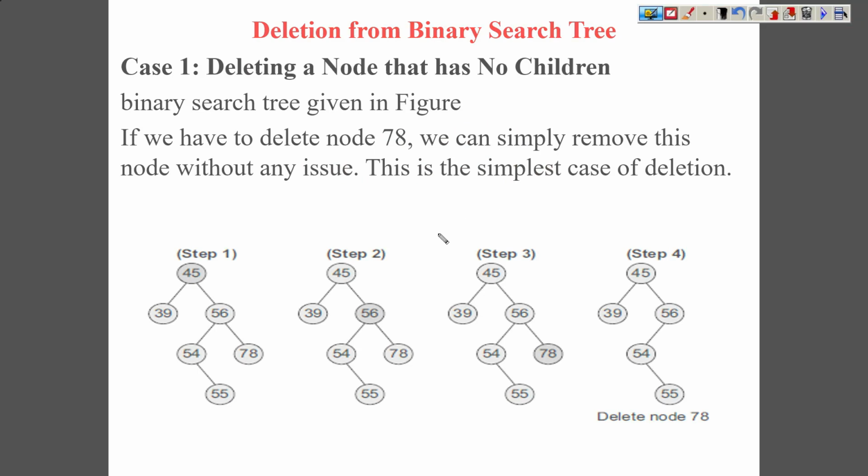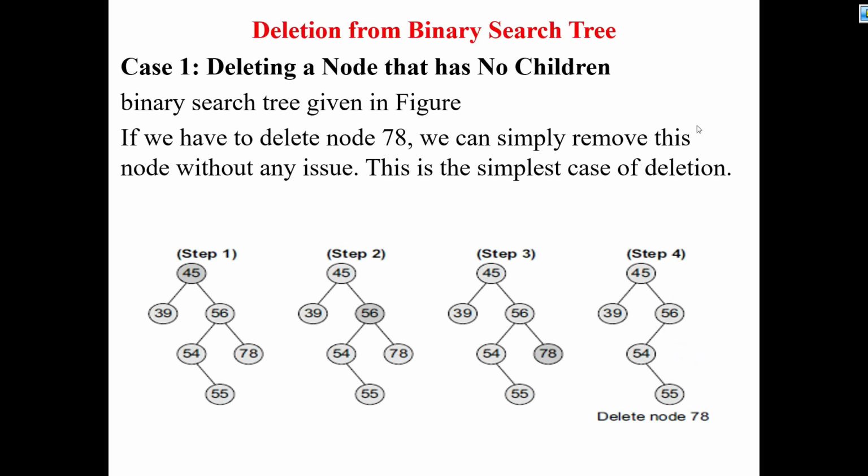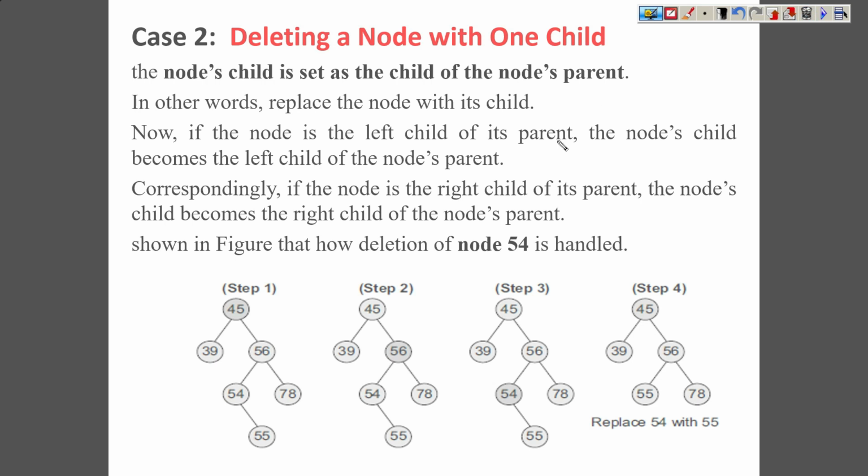So if we are deleting a node which is a leaf node, then you can just delete it directly. So let's say you are deleting 78, we can delete 78 from the tree and this is done. In case we are deleting a node that has one child, for example, if you look at the scenario, we want to delete 54, which has one child. So we delete this node and this child will connect to its parent. This is how we are doing it. So you can see here that 55 is now connected to 56.